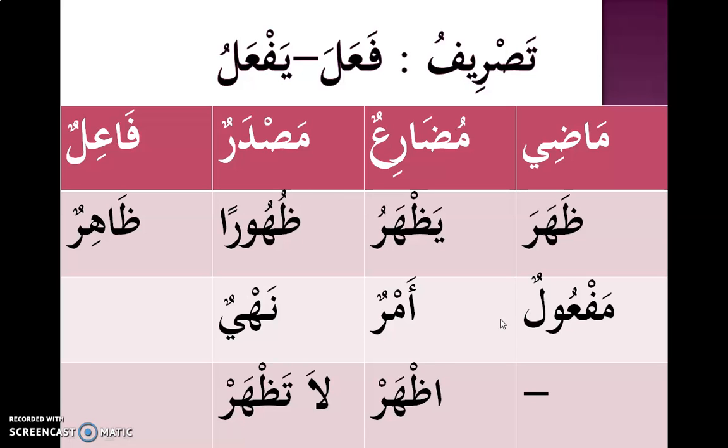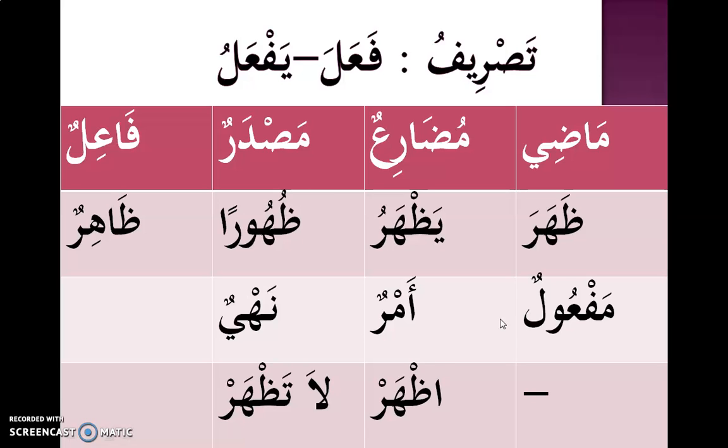Okay, the mudari is yazharu, it is appearing, or it appears. The masdar is zuhuran, appearance, or appearing. Fa'il is zahirun, what appears. Zahir means obvious, explicit. Then we have maf'ul, and the maf'ul is vacant. Why? Because the verb zahara is lazim, an intransitive verb.